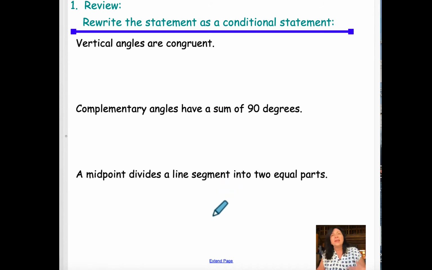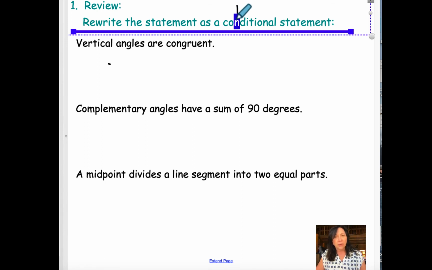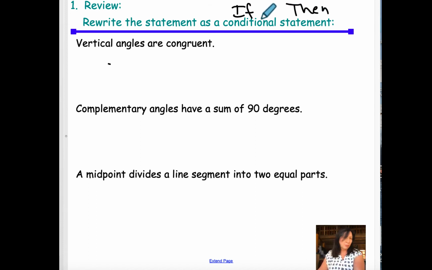So I'm going to take the first 5 or 10 minutes here, and we're going to review these previous chapters, and make sure you're all on board for that. This question says rewrite the statement as a conditional. A conditional is going to include statements with if, then. So that's a conditional. If you do this, then this will happen.